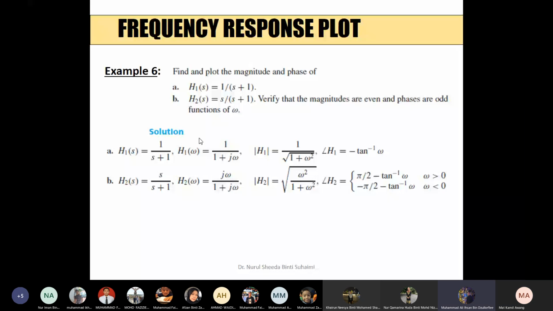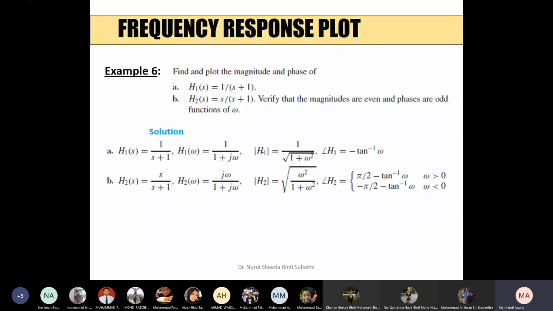Okay. Example 6. Find and plot the magnitude and phase of H1 of S equal to 1 over S plus 1, the first one. And the second one, H2 of S is equal to S over S plus 1. Verify that the magnitude is an even function and the phase is an odd function of omega. So now, H1 of S is equal to 1 over S plus 1. And the steady state is basically H1 of j omega equal to 1 over 1 plus j omega.